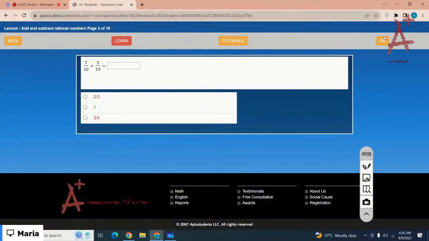The next one is you have to add 7 by 10 plus 3 by 10. So which is the correct option? They have like denominators. You simply have to add their numerators, right? It would be 7 plus 3 is 10, and 10 by 10 equals 1. So the correct option is 1, right?